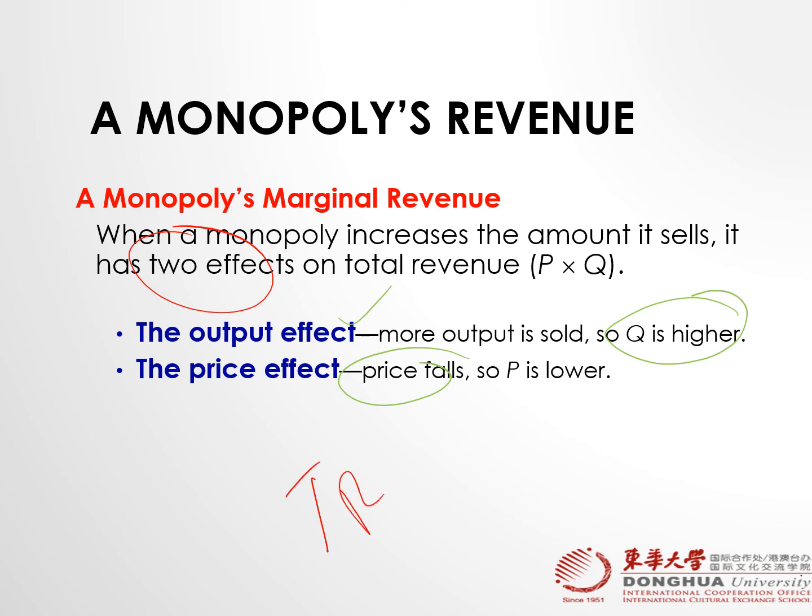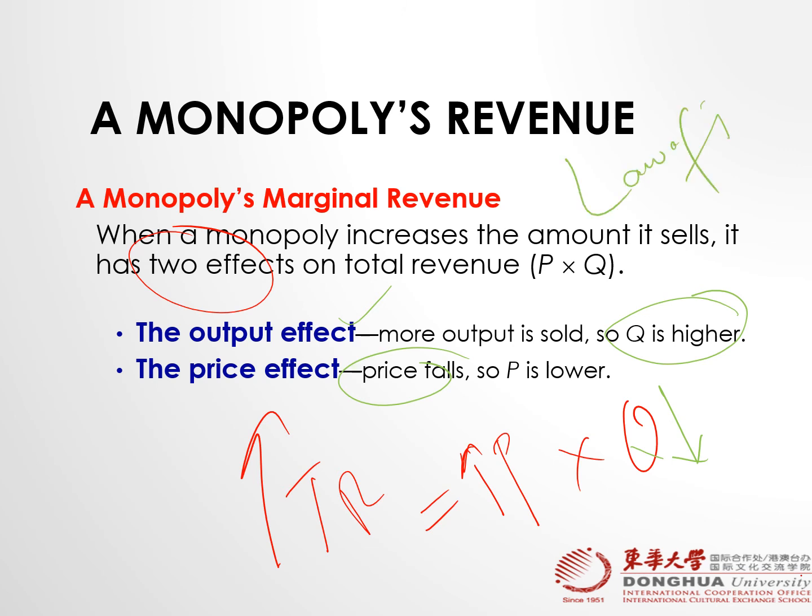Or the opposite one. What if we want to increase total revenue by an increase in price? Then we have the quantity effect, we have to reduce the quantity. And why is that? Because a monopoly does follow the law of demand, right? I hope you understand that.